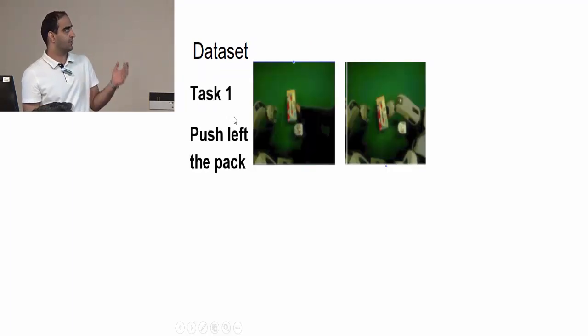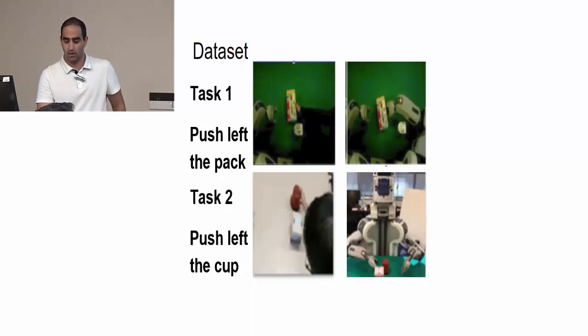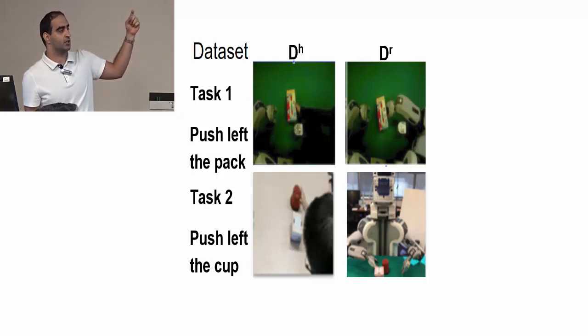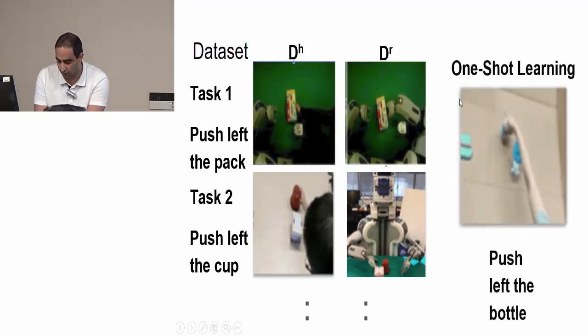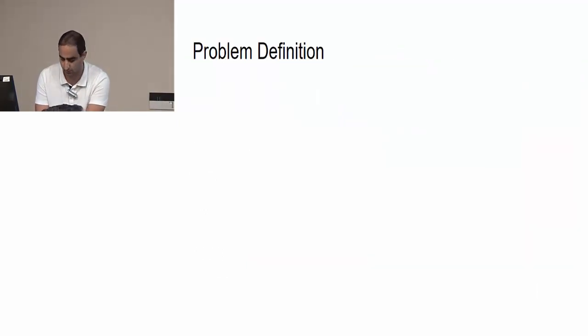Now let's take a look at our data set. We have different tasks. For example, task 1 is to push left the pack, and task 2 is to push left the cup. We call the human demonstration DH and the robot demonstration DR. We have many different tasks, and for each task we have a robot demonstration and a human demonstration. One-shot learning means that we are given just a human demonstration and we want to understand that task and perform it, for example a new task that has not been seen during training.